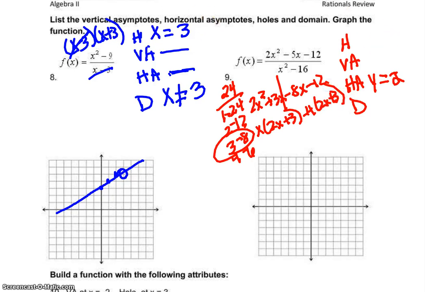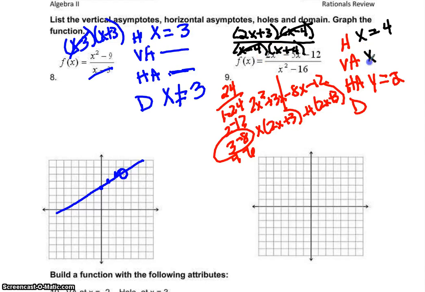So the top, let me change colors here, the top is actually going to be 2x plus 3 and x minus 4. And the bottom is difference of squares, and so that becomes x minus 4 and x plus 4. So now we're going to notice that the x minus 4 cancels. That causes a hole at x equal positive 4. We still have something in the bottom, so that causes a vertical asymptote. X is equal to -4. So you look at the hole and the vertical asymptote for your domain. X cannot be 4. X cannot be -4.